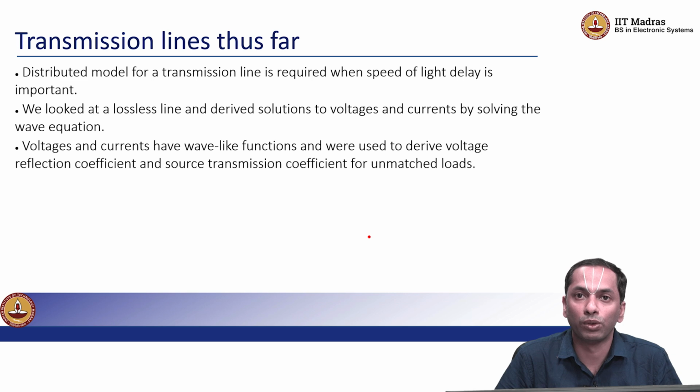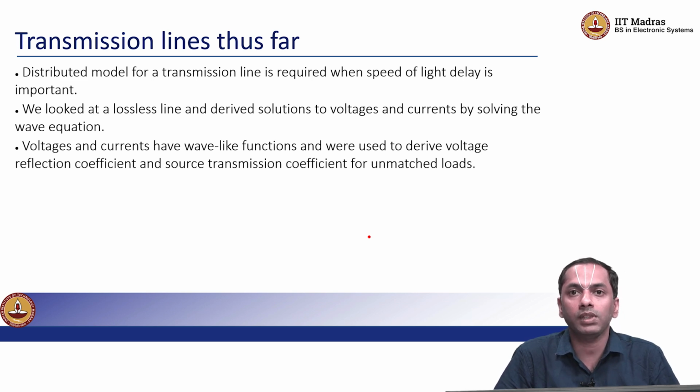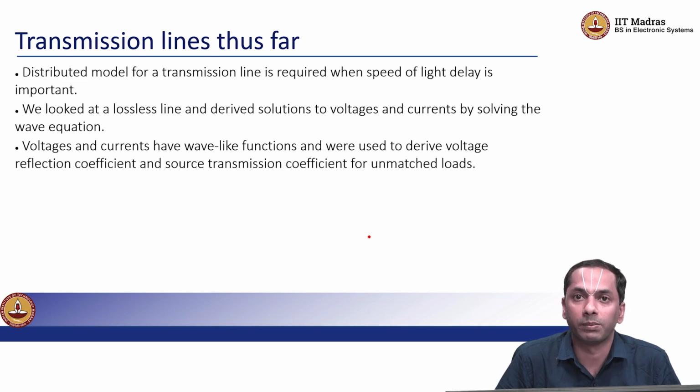And we said that the solutions to these wave equations had a particular form that reminded us of waves, and we used this formulation for voltages and currents to derive something called reflection coefficients and transmission coefficients when the characteristic impedance of the transmission line is different from the terminal load resistances.